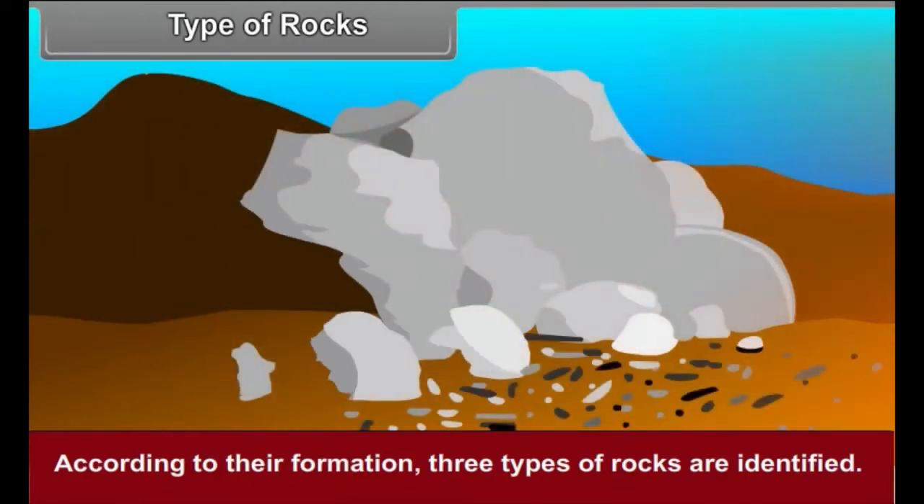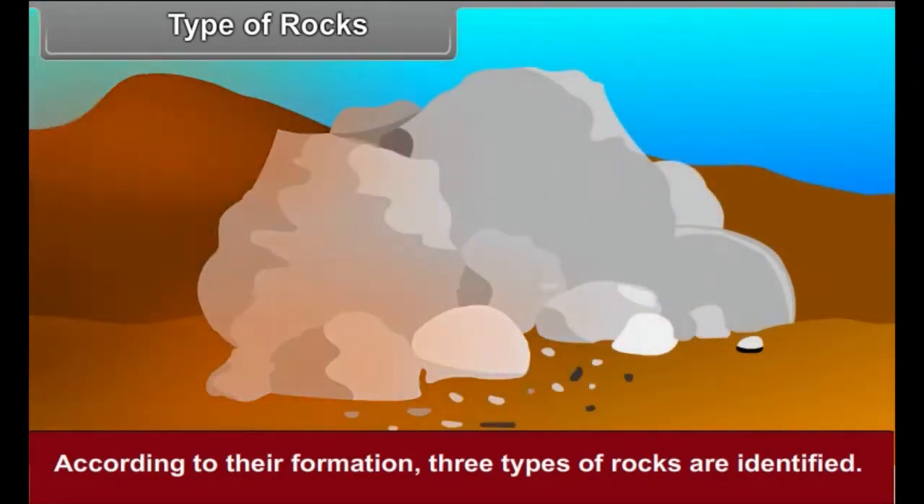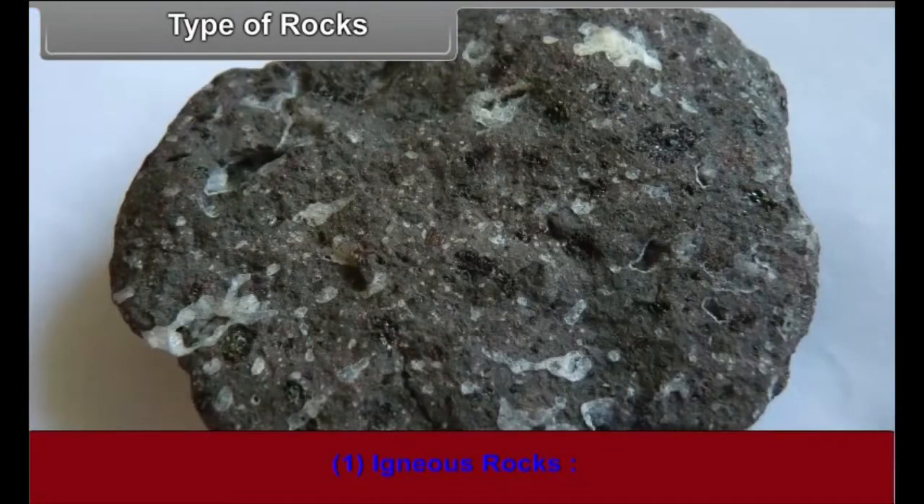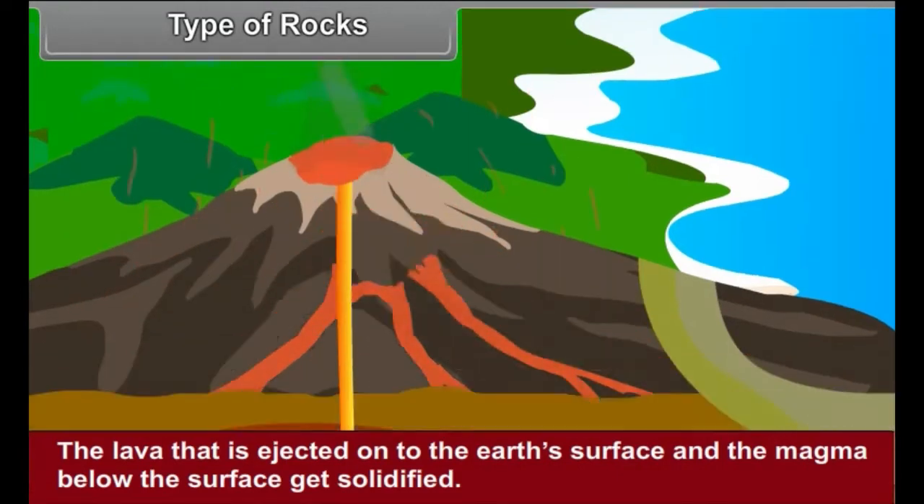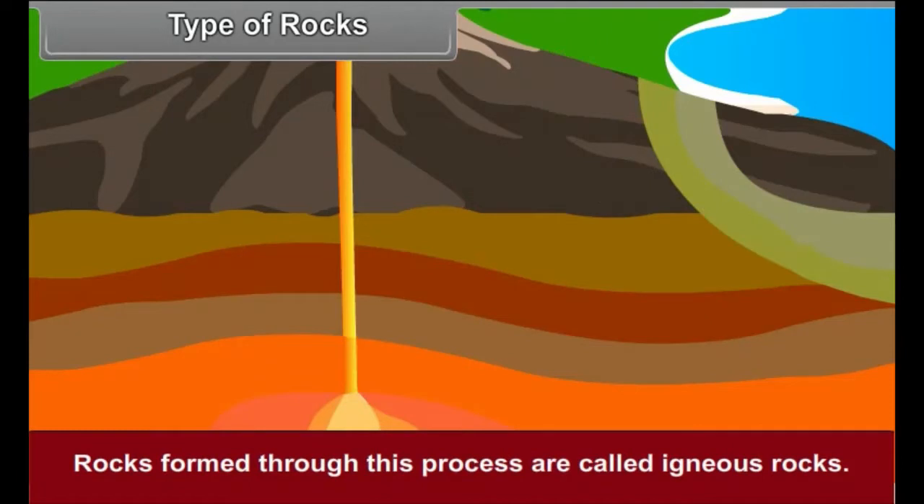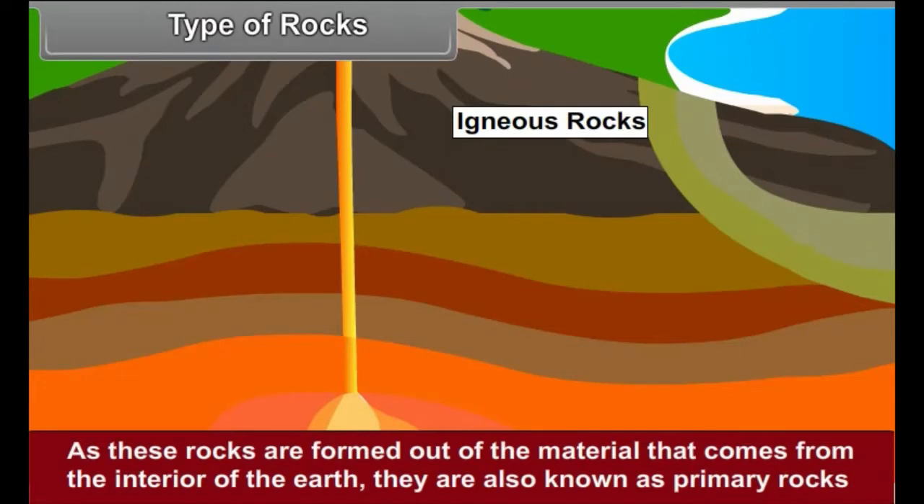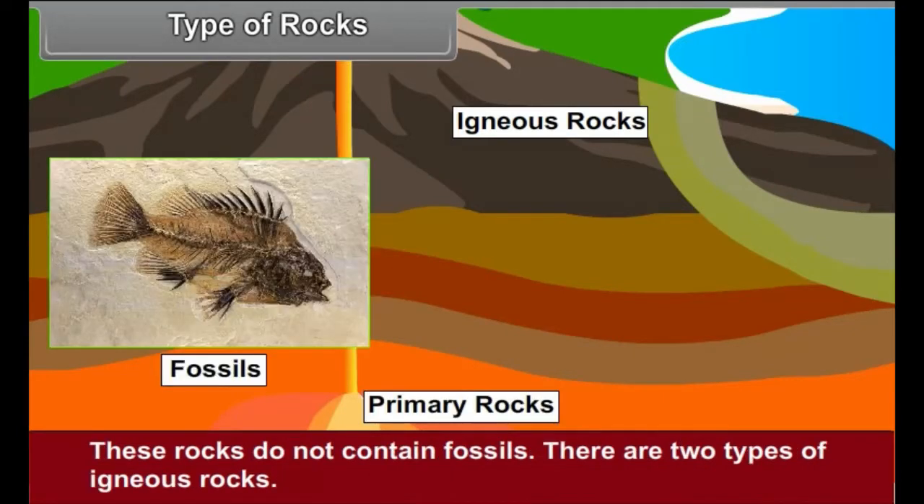Types of rocks. According to their formation, three types of rocks are identified. Igneous rocks. The lava that is ejected onto the earth's surface and the magma below the surface get solidified. Rocks formed through this process are called igneous rocks. As these rocks are formed out of the material that comes from the interior of the earth, they are also known as primary rocks. There are two types of igneous rocks.